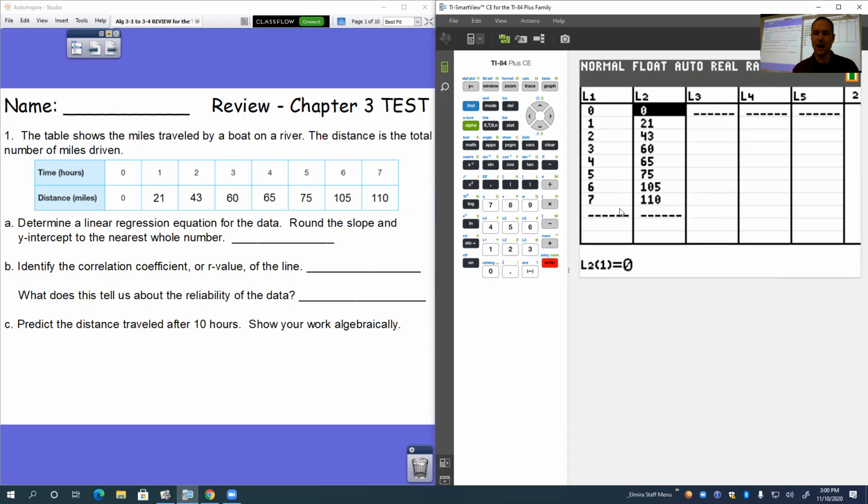So now that we have our L1 and our L2 all typed in, always make sure that you double check your data, because one little screw up in the data will cause everything to go amok and you'll get the wrong answers. So the first thing that we want to do is determine the linear regression for the data, around the slope and the y-intercept to the nearest whole number.